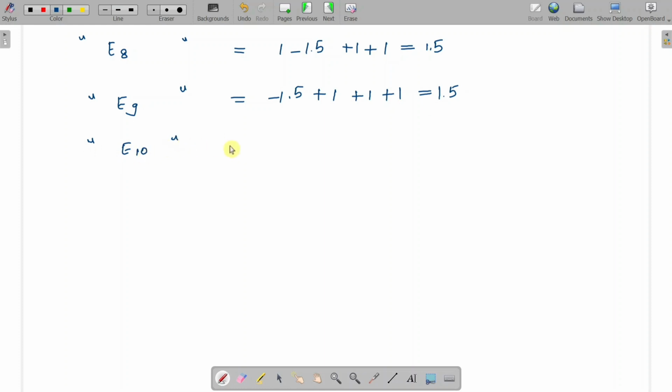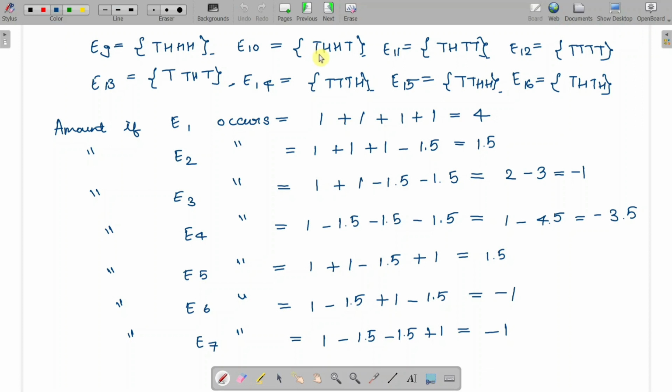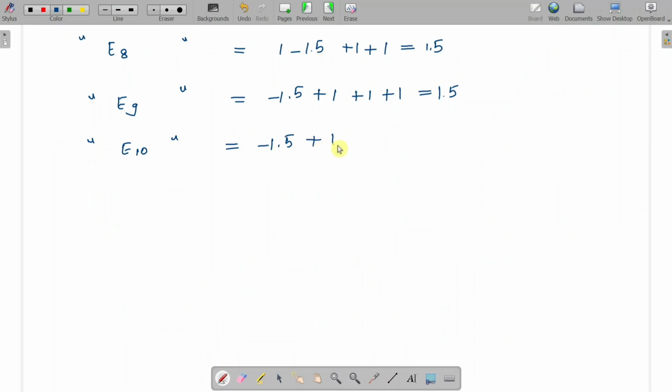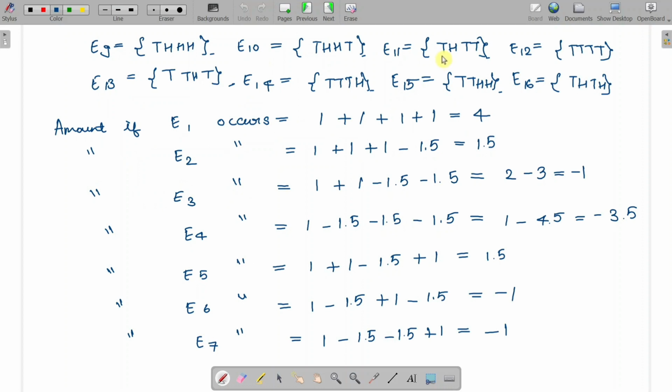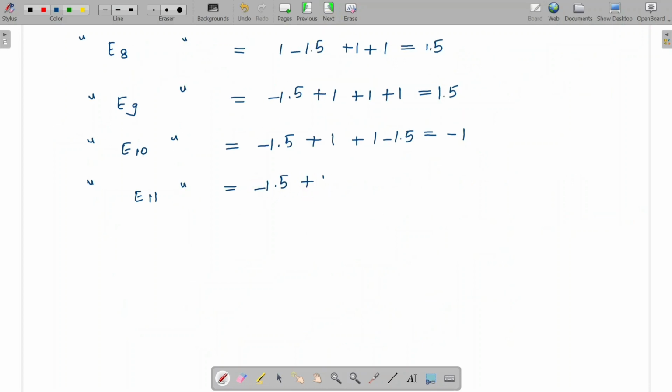Then if E10 occurs here, what you'll get is minus 1.5 plus 1 plus 1 minus 1.5, so 2 minus 3 which is minus 1. Then if E11 occurs, minus 1.5 plus 1 minus 1.5 minus 1.5, so this is 1, and minus 1.5 minus 1.5 is minus 3, minus 3 minus 1.5 is minus 4.5, so that means what we are getting is minus 3.5.